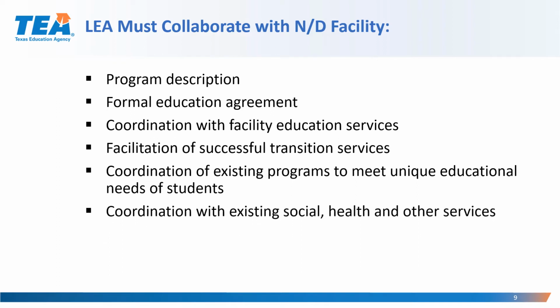The LEA must also provide how it will coordinate with existing social, health, and other services to meet the needs of students returning from correctional facilities, including prenatal health care and nutrition services, parenting and child development classes, child care, targeted reentry and outreach programs, referrals to community resources, and flexibility.